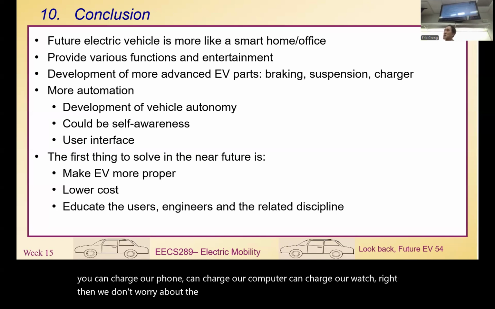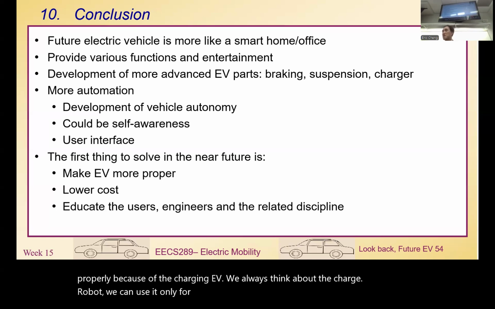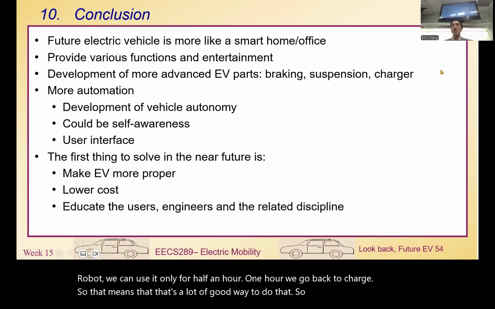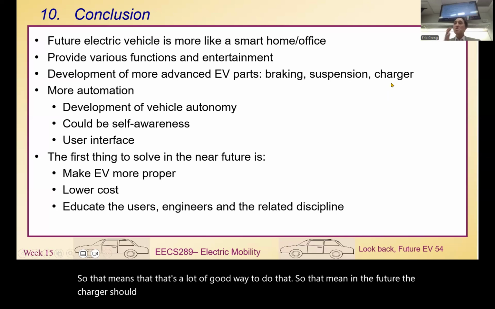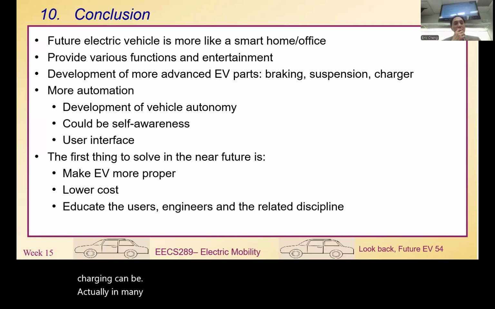At the moment, we can't use the EV and mobile devices properly because of the charging. With EV, we always think about the charge. A robot, we can use it only for half an hour or 1 hour, then you go back to charge. So that means there's a lot of good ways to do that. In the future, the charger is something we're looking into. We try to charge the EV everywhere, not only in the charging station. Once we use wireless power transfer, the charging can actually be in many other locations.